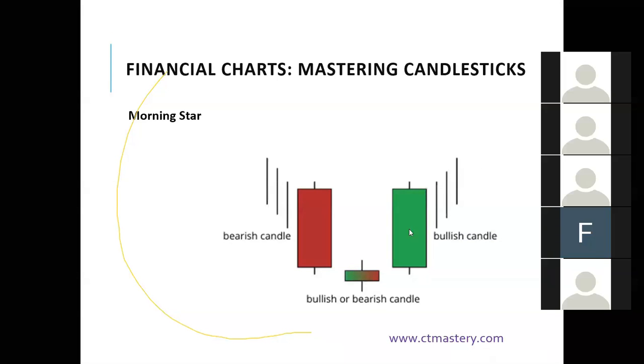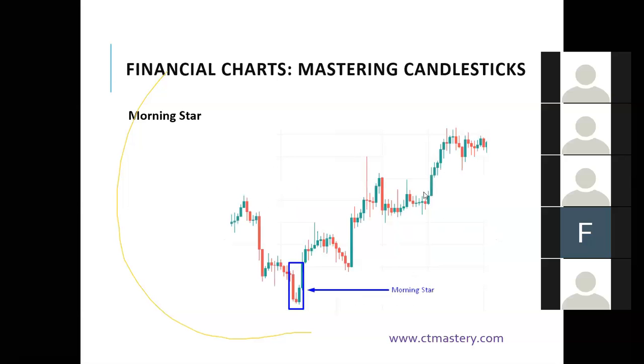For this candlestick pattern to be valid, it means that the third candle, which is the bullish candle, must be at least half of the first candle. It can be half, it can be more than half, but it should be at least half of the first candlestick. So let's look at the charts where this occurs.